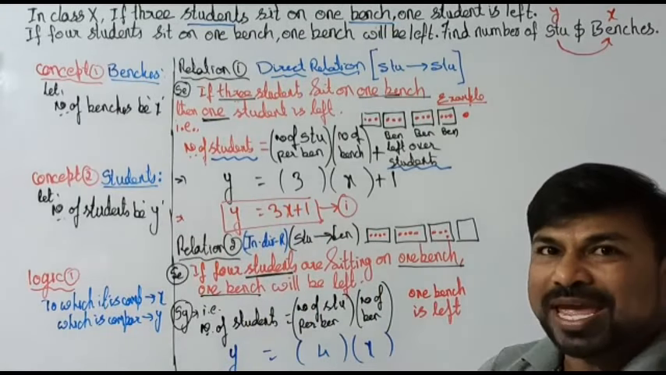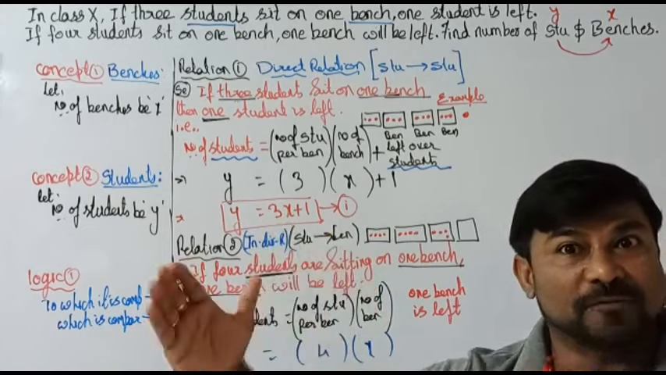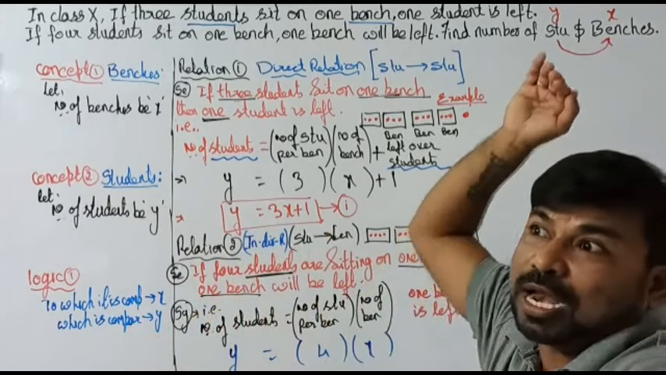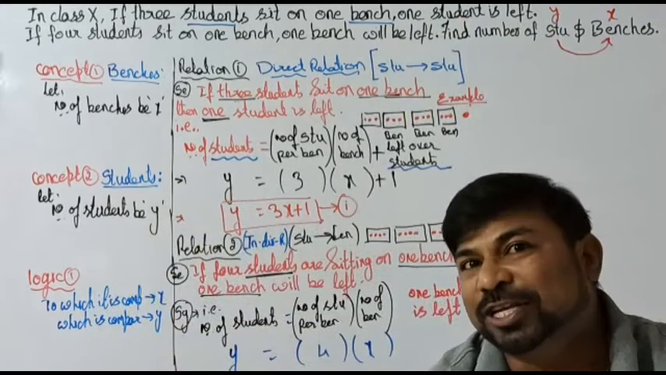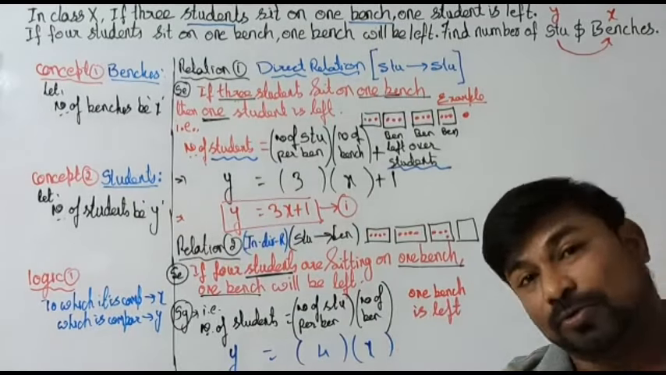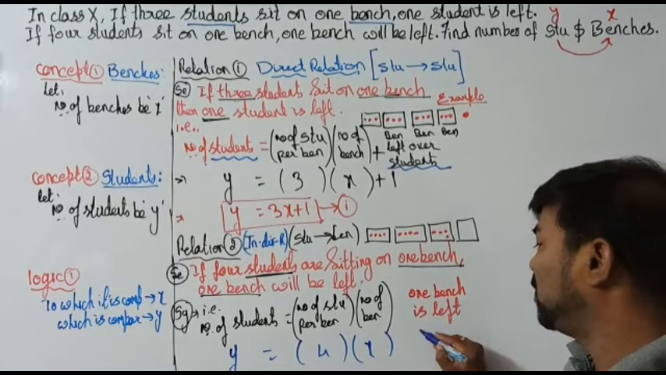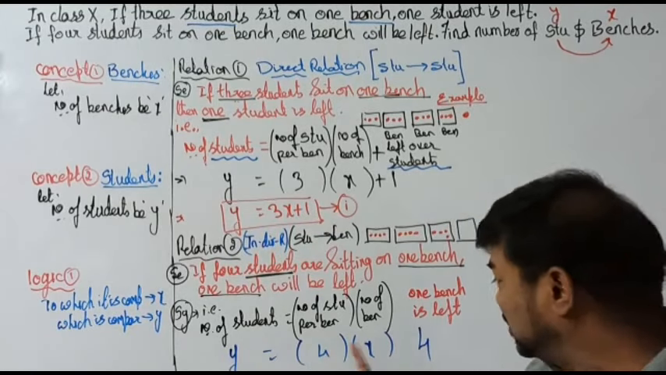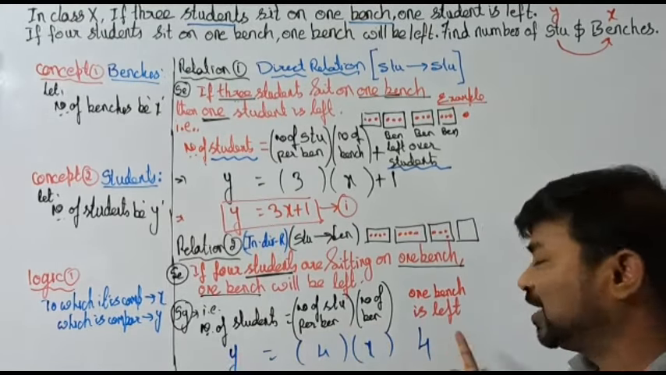He said 1 bench is vacant. We should not think about the 1 bench. We should think about the number of people who can sit in 1 bench. So how many people can sit in 1 bench? 4 people can sit. Why? Because the number of students and the number of students we have to relate.